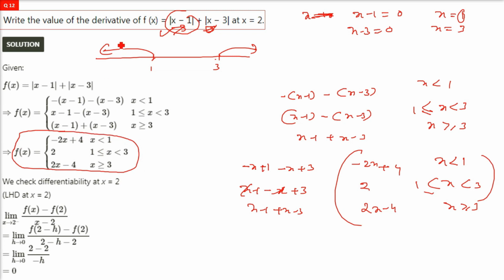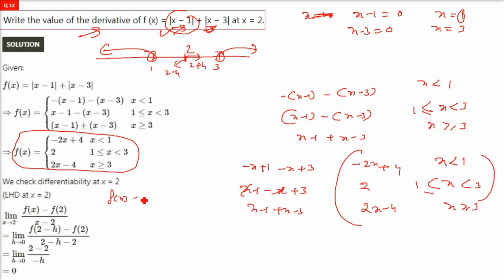Now, we will check the differentiability not at 1, not at 3, but at 2. The question is not asking about 1 and 3. It is asking about 2. But what do we do in the actual scenario? We go to the left, put x equals 2 minus h. We go right, we put 2 plus h.